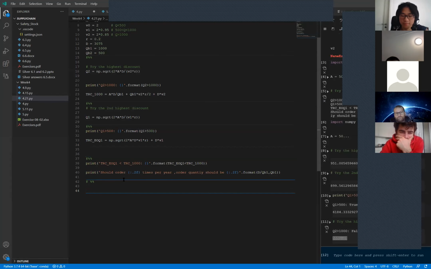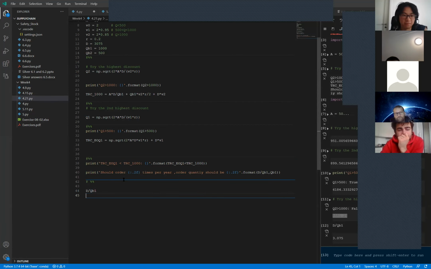And how often should the manufacturer order from the supplier? Then it's just D divided by Q, right? So here is our QB1. I don't want to create a variable for that, but you can see it's just around 3 times per year.